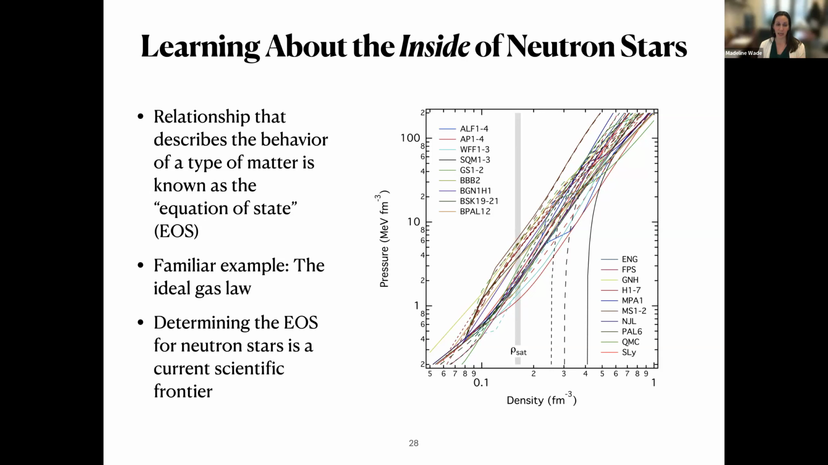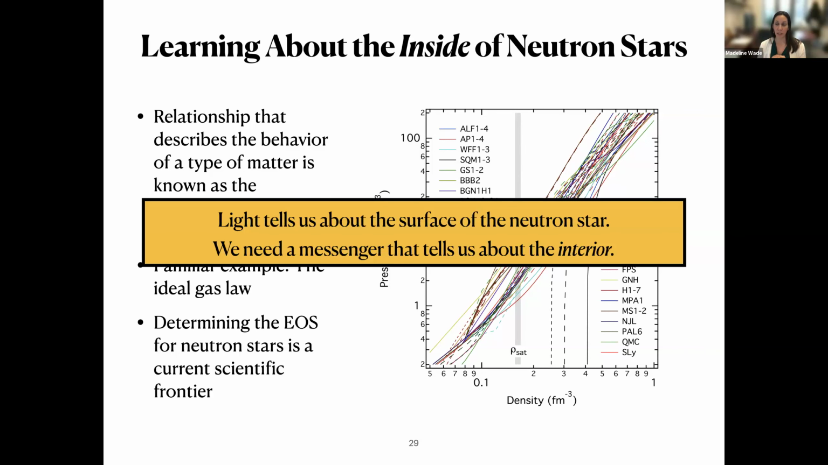You may have seen this in a high school chemistry class. You may have heard of the ideal gas law. This is a relationship for a type of matter known as an ideal gas between pressure and temperature. Neutron star matter is not an ideal gas, so that would not be the correct relationship for neutron star matter. In fact, the equation of state for neutron star matter is unknown at the moment. We have some restrictions on what it should be, but it is really one of the current scientific frontiers where we're really trying to understand how this matter behaves at these extreme densities.